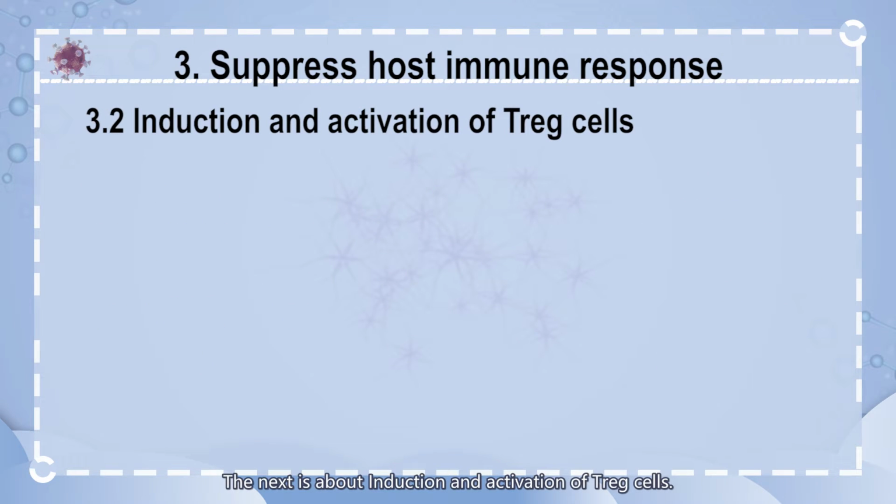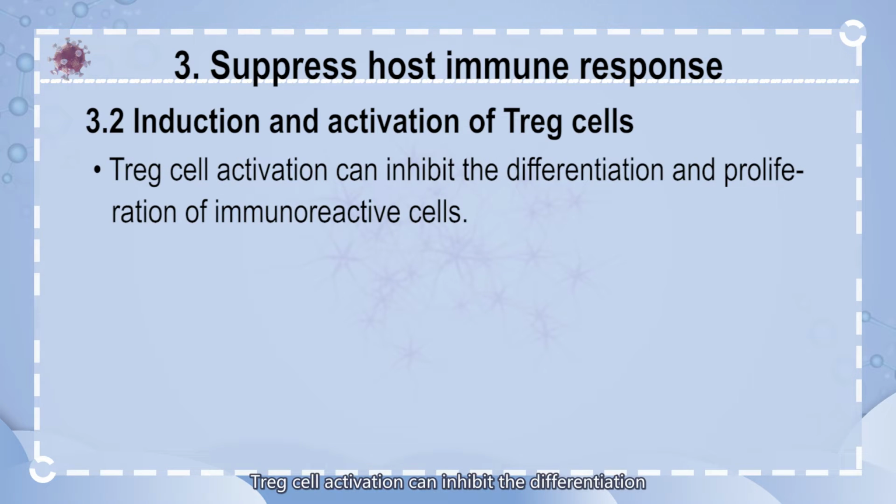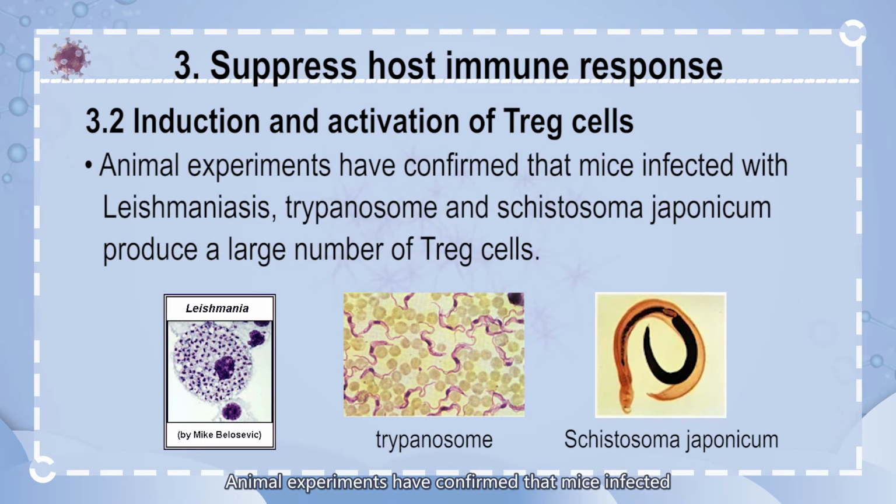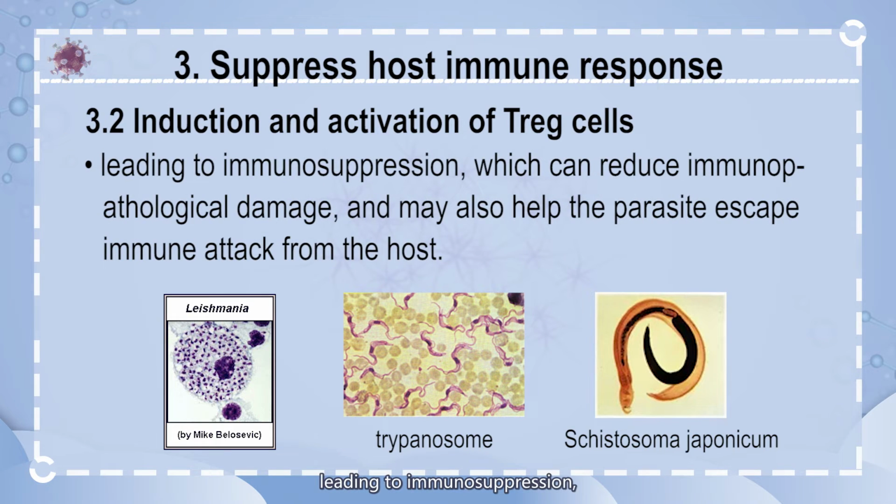The next is about the induction and activation of Treg cells. Treg cell activation can inhibit the differentiation and proliferation of immunoreactive cells. Animal experiments have confirmed that mice infected with leishmania, trypanosoma, and Schistosoma japonicum produce a large number of Treg cells, leading to immunosuppression, which can reduce immunopathological damage, and may also help the parasite escape immune attack from the host.